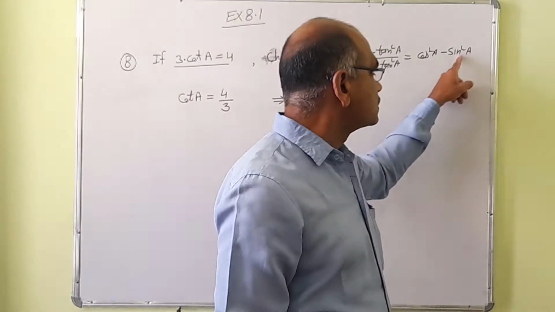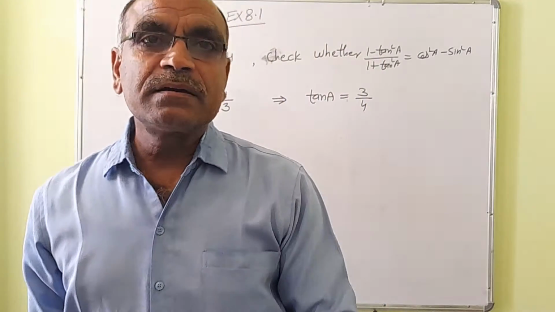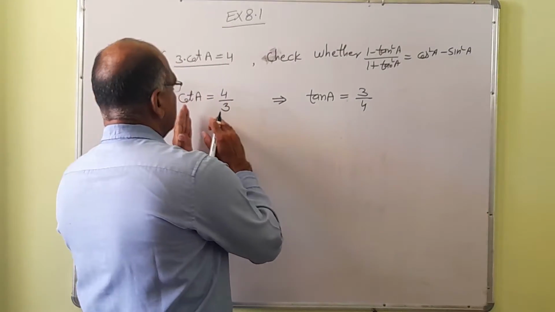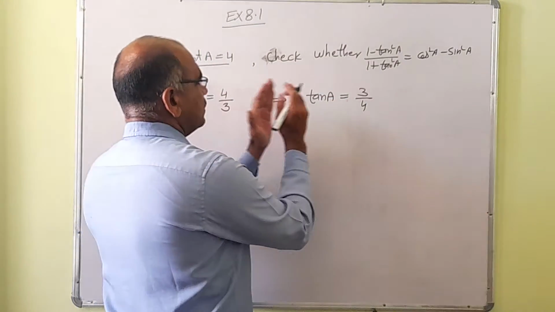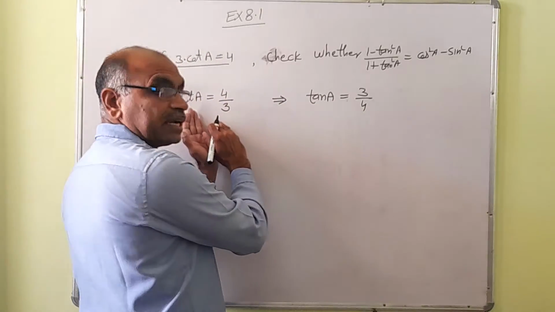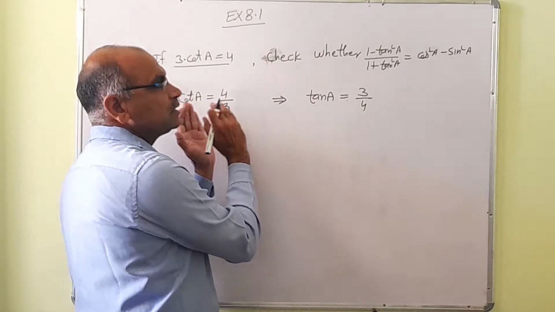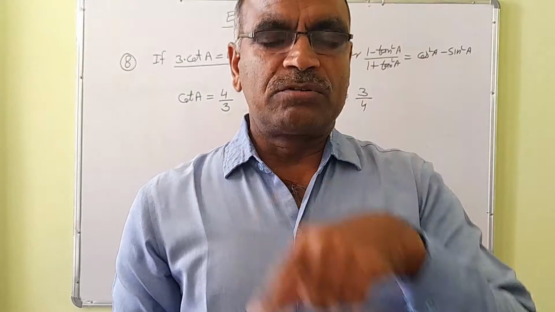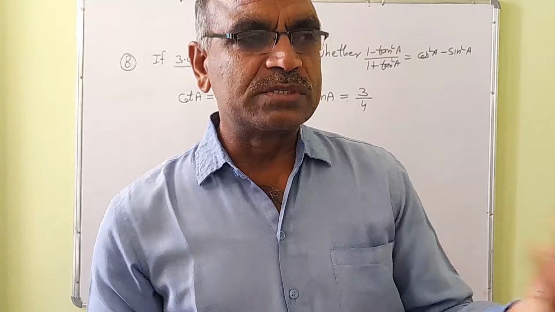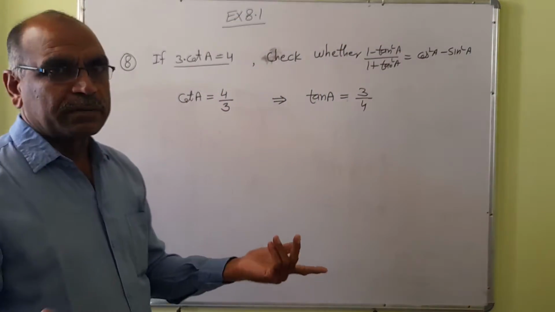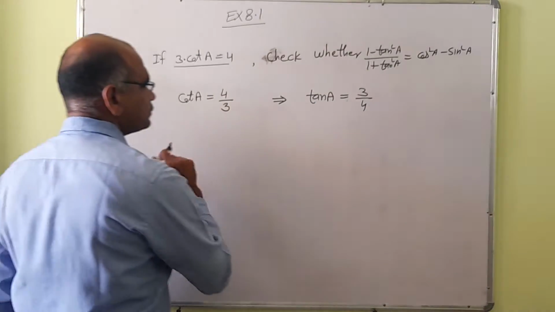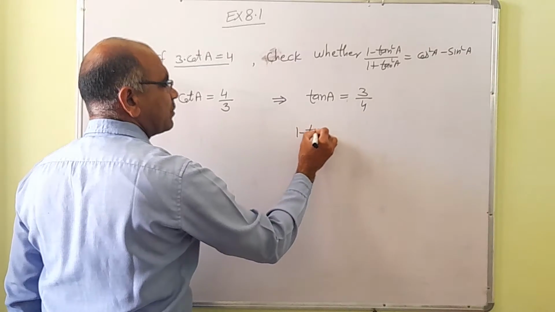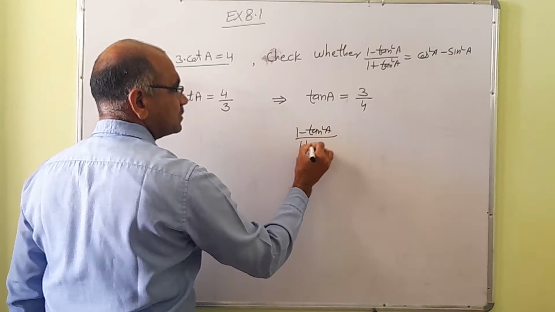But for this, you have to make a right angle triangle. We find value of tan A directly from cot. But for cos and sin, we have to draw triangle and use the formula of Pythagoras. You can find the value of 1 minus tan square A upon 1 plus tan square A directly here.